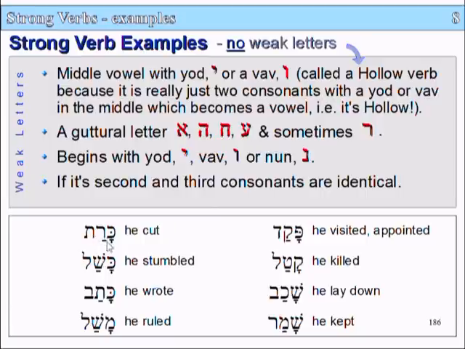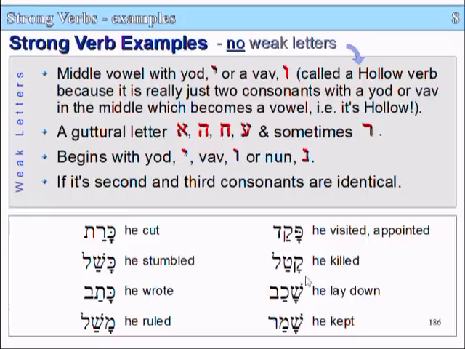Karat. It does have the resh, and if the verb contains a resh, in most cases it's a strong verb, but there are just a couple of exceptions when it isn't. So karat, he cut. Kashal, he stumbled. Katav, he wrote. Mashal, he ruled. Notice they're kind of strong words. When you have these letters in here, it tends to be a weaker sound.